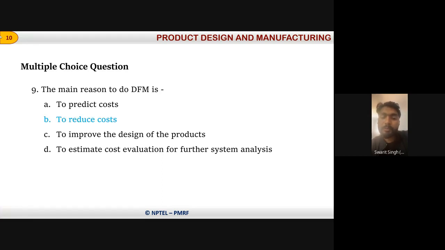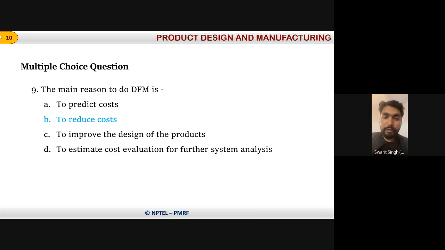The answer is to reduce the cost. So why reduce the cost? Why not just predict the cost or improve the design of the product? Here we are talking about design for manufacturing, so it is specifically for the manufacturing of things that we are building. Why do we check all the aspects of the design? We want to reduce the cost of the component so that it can be easily accessible to the user, and one who needs it can purchase it.